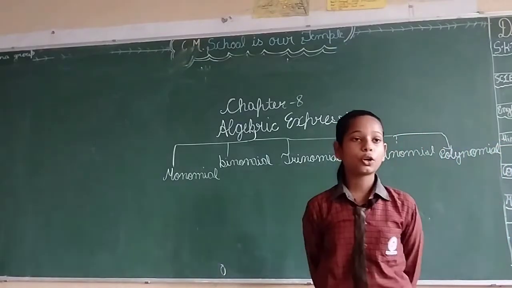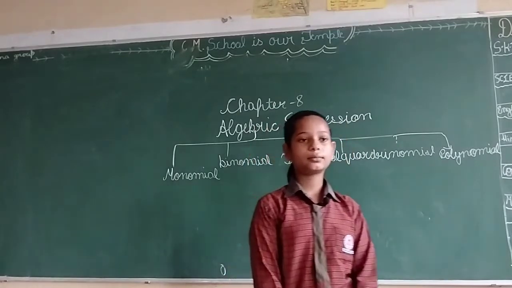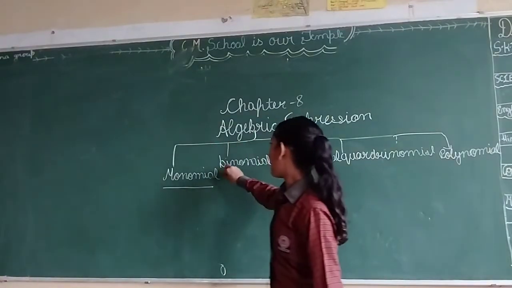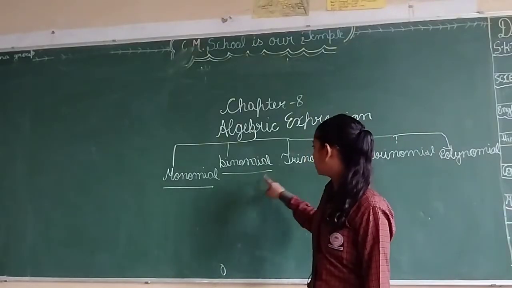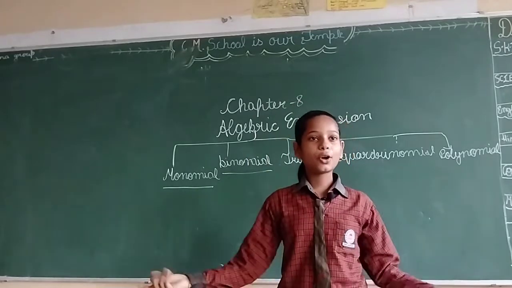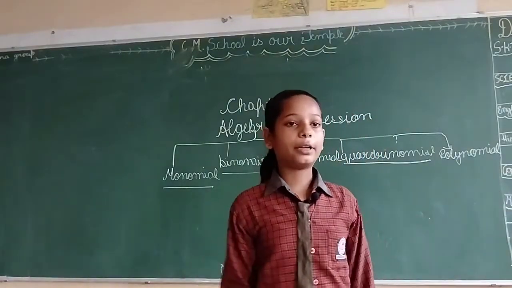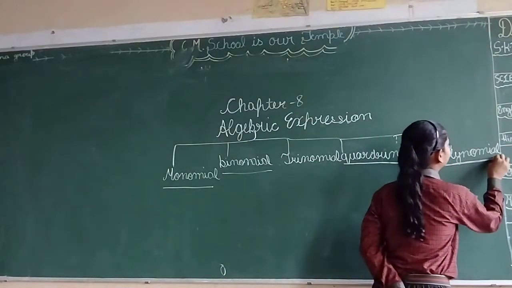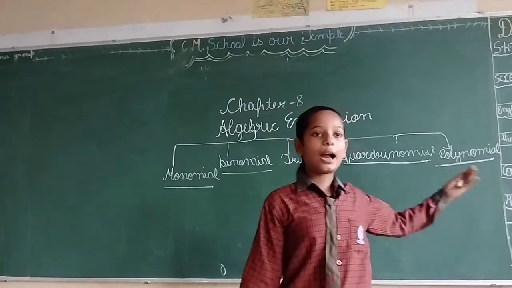Do you know what a monomial is? An expression having only one term is called a monomial. Binomial: an expression having 2 terms is called a binomial. Trinomial: an expression having 3 terms is called a trinomial. Now I will tell you about quadrinomial. An expression having 4 terms is called a quadrinomial. Now I will tell you about polynomial. An expression having more terms is called a polynomial.